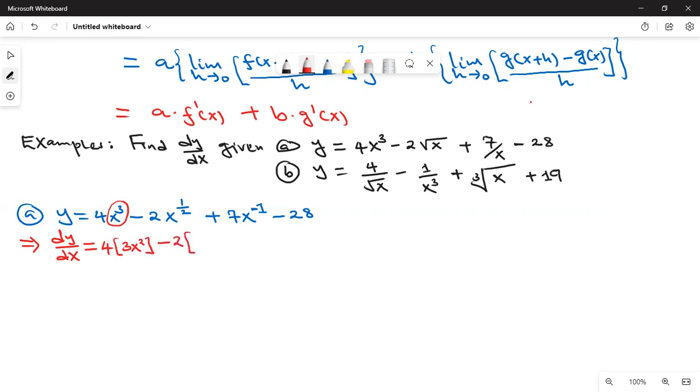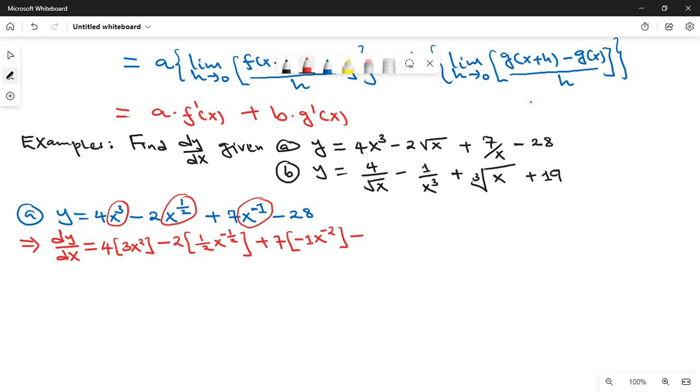Again, differentiate x raised to 1 over 2. That will give us 1 over, remember we already differentiated it, 1 over 2 times x raised to negative 1 over 2. When you apply the power rule, plus I can see the 7. Let us differentiate x raised to negative 1 using the power rule again. That is negative 1 times x raised to negative 2. We are subtracting 1 from the power.